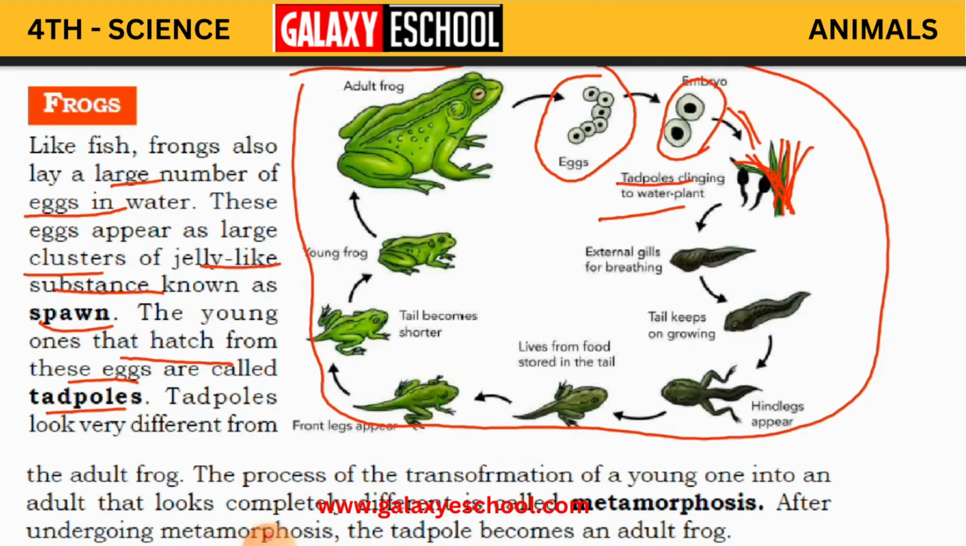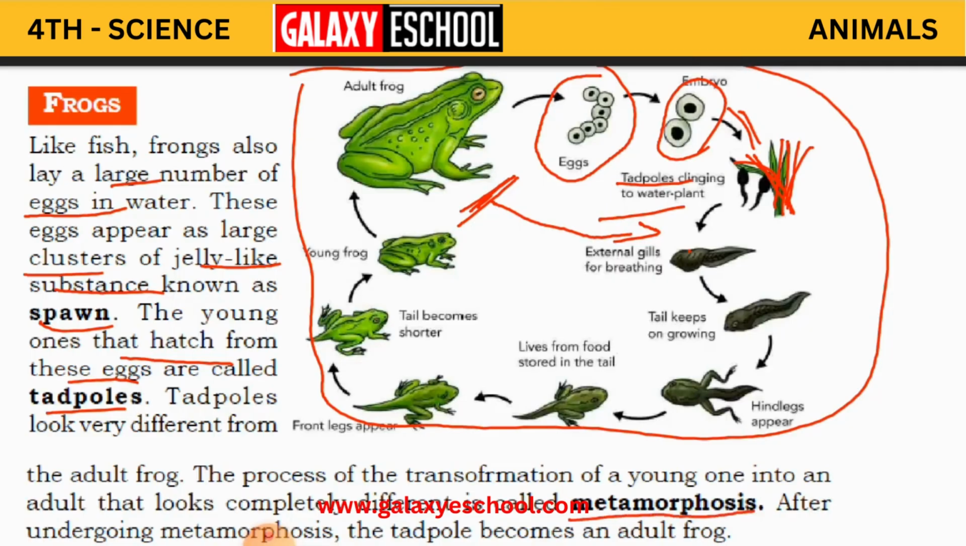So have you seen, children? This is the adult frog, this is the frog. Can you see any similarity, any resemblance? Do they look alike, this tadpole and the frog, that is the mother of this tadpole? No. So they look very different from the adult frog. The process of the transformation of a young one into an adult that looks completely different is called metamorphosis.